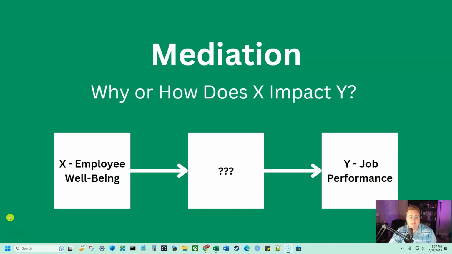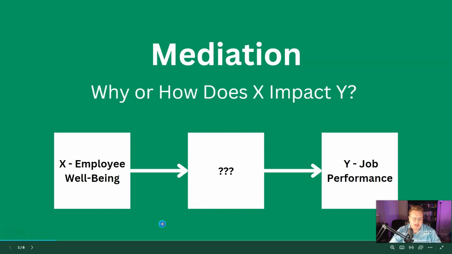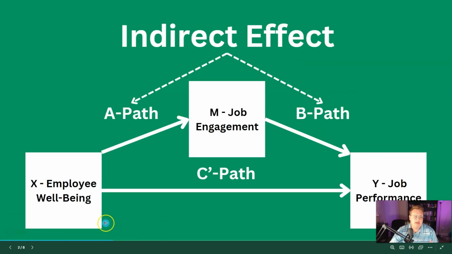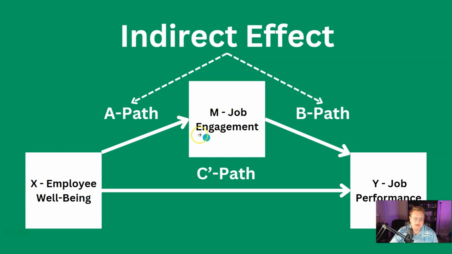So we can presume that employee well-being is going to have a positive effect on job performance, but is there some third or intervening variable that actually is the cause of that relationship? Now, in mediation, we have a couple different things that we need to look at. We have the relationship between our independent variable, our X variable, and in this case, employee well-being, to the mediating variable. And in this example, it's job engagement. And this is called the A path.